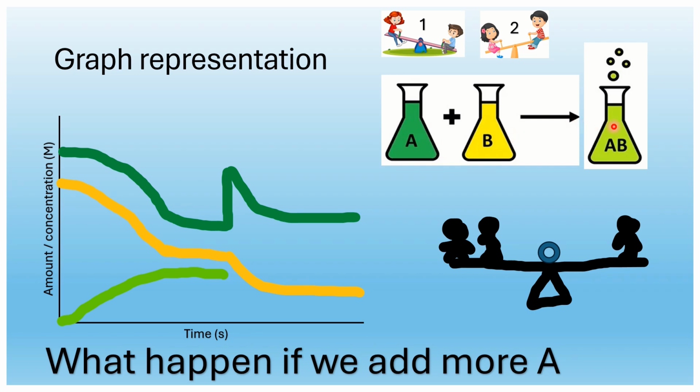But what will happen to AB? We said AB must increase, and I mentioned that increasing simply means that it must curve up like that. So that's the graphical representation of what happens when we add more of AB using the seesaw.